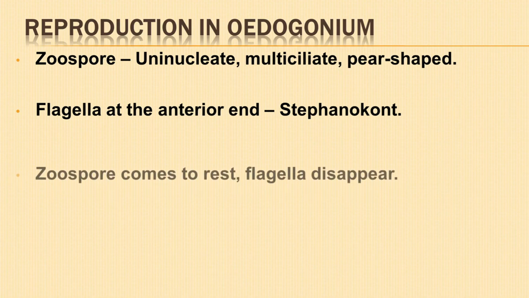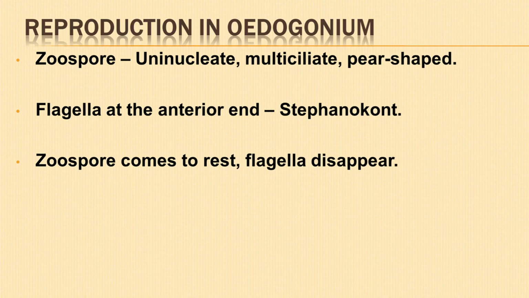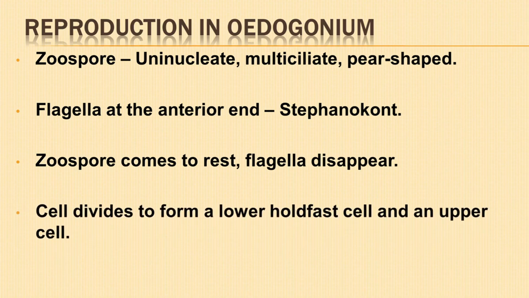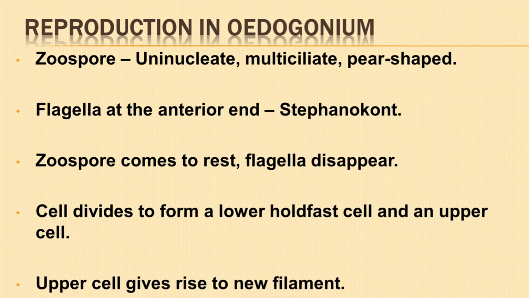The zoospore settles down and comes to rest by its hyaline anterior end. The flagella disappear at this stage. The cell divides into two, forming a lower holdfast cell and an upper cell. The latter divides repeatedly by transverse division to give rise to a new filament.